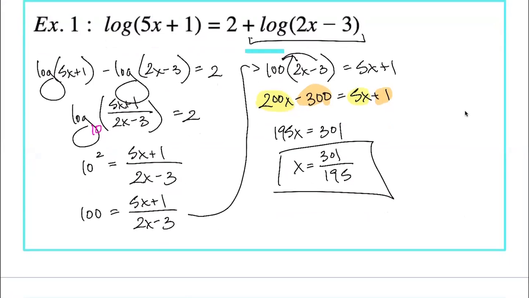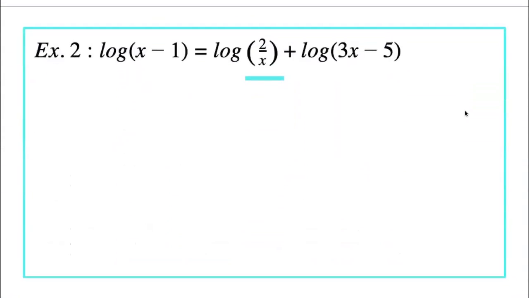So let's move on to example 2 then. What can we do here for number 2? Condense the same logs on the right side.